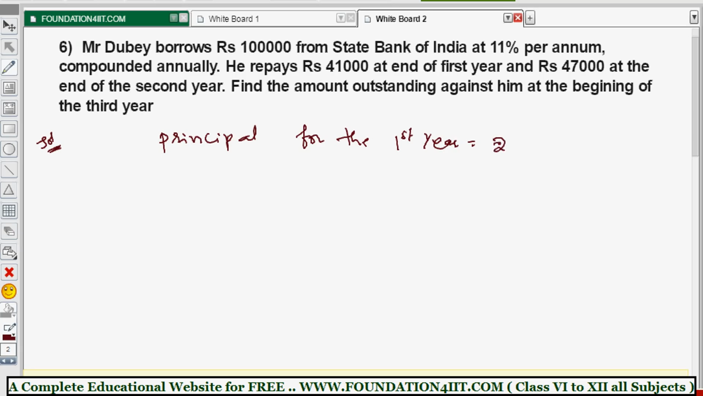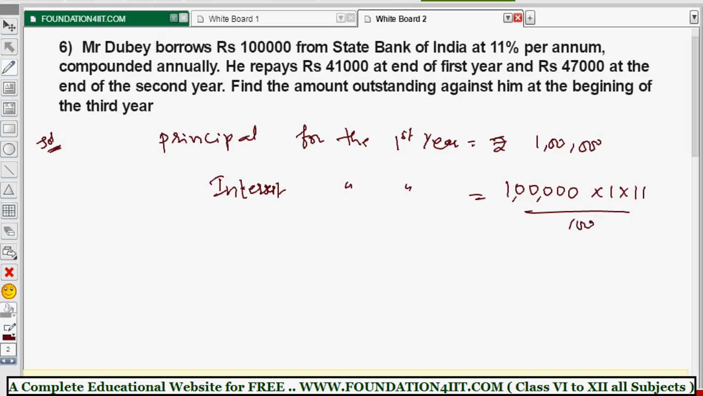So that is given rupees 1 lakh. Yes, so this amount. And interest for the first year. So the rate of interest is 11%. So first we find out interest. First year is, yeah, so 1 more 0. 1 lakh. 1 year rate of interest is 11%. So by 100. Can cancel 2 zeros. 1000 into 11, 11,000. 11,000 is the interest for the first year.